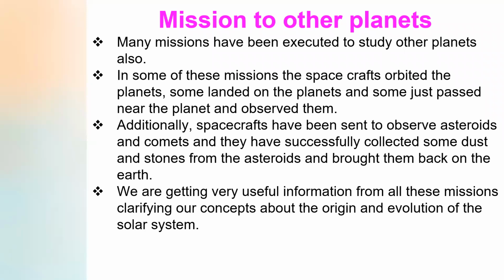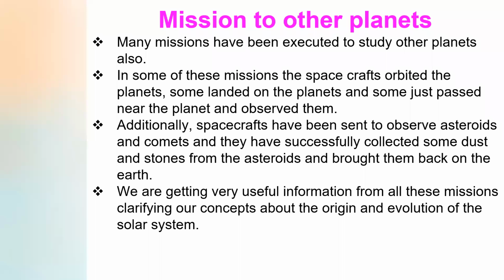We are getting very useful information from all these missions. From all these missions, students, the Mars mission, the Moon mission, and the other missions, the spacecraft is orbited around the planet. Some are landed on other planets such as Jupiter, Uranus, Saturn. Some just pass near the planet and observe them.